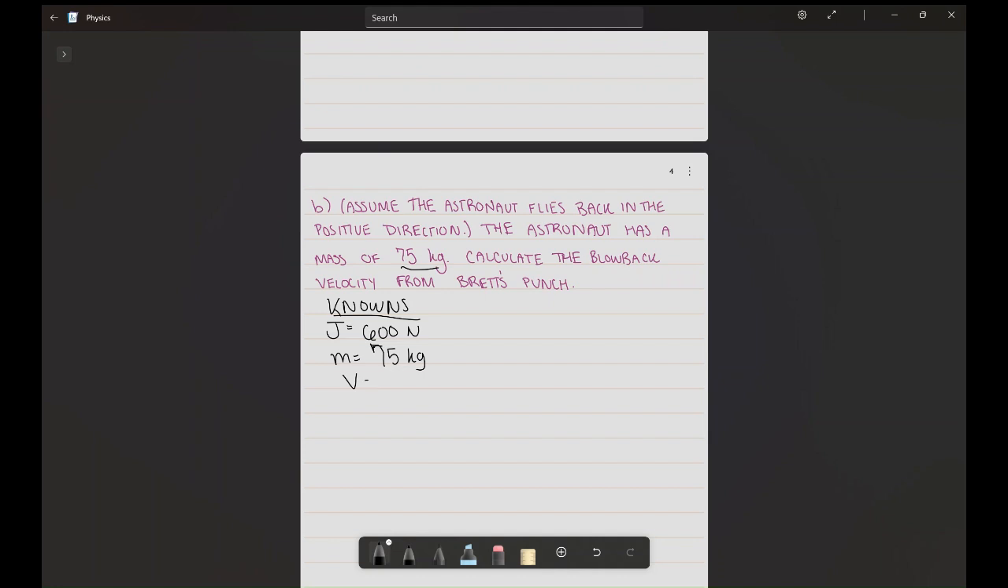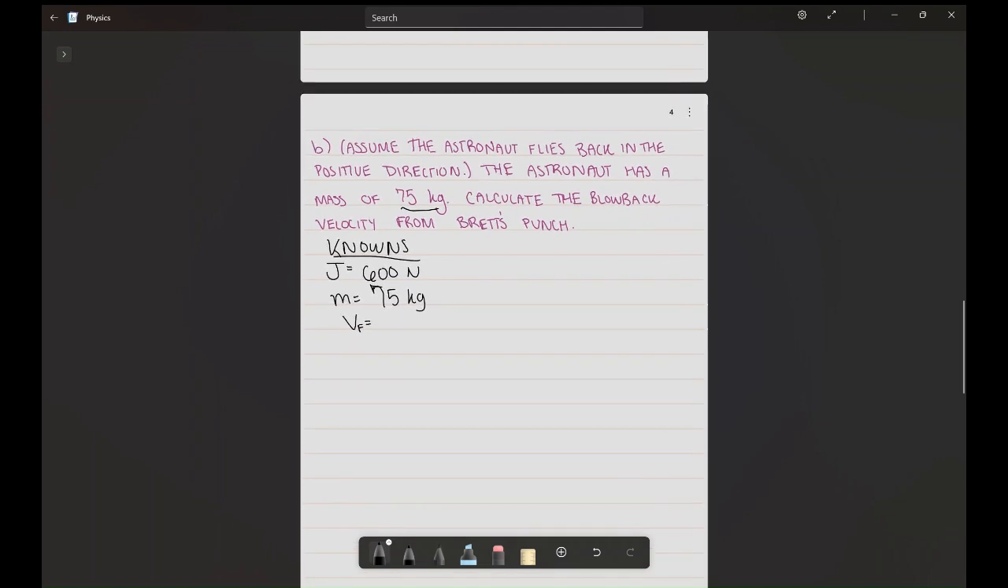We're trying to find our final velocity, because our astronaut starts at a stationary position, at least in this example. In the show, I think he does run at him, but to keep things simple, he's starting pretty stationary. So we know that J is also equal to our change in momentum, which is delta P. And our delta P equals mass times delta V. Well, what is delta V? Delta V is V final minus V naught.